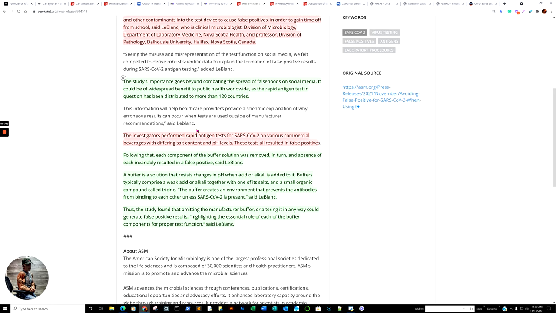But to proceed. The investigators performed rapid antigen tests for SARS-CoV-2 on various commercial beverages with differing salt content and pH levels. And to reiterate, these tests all resulted in false positives.